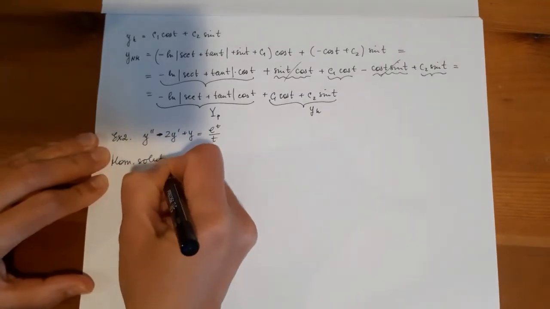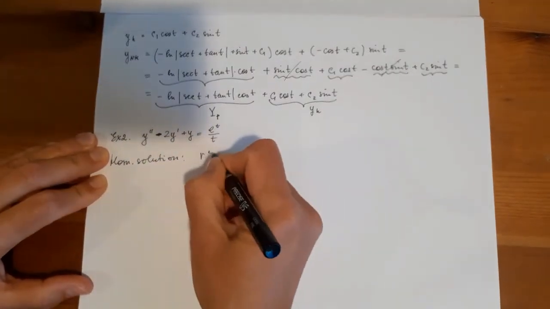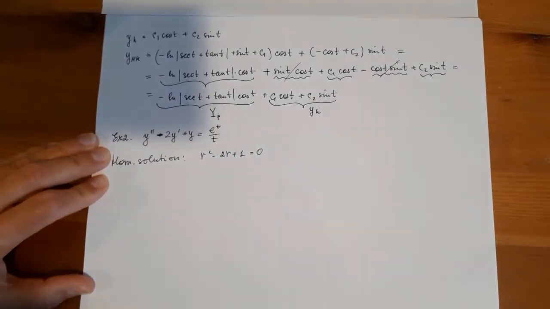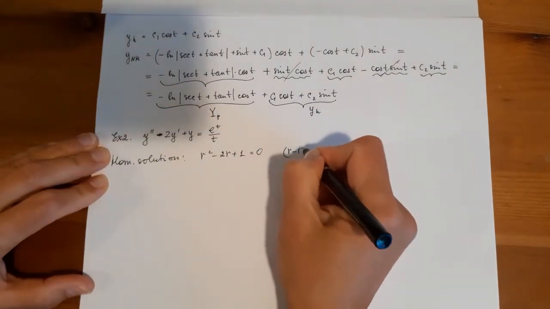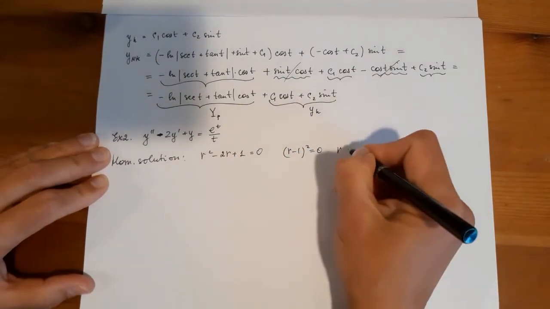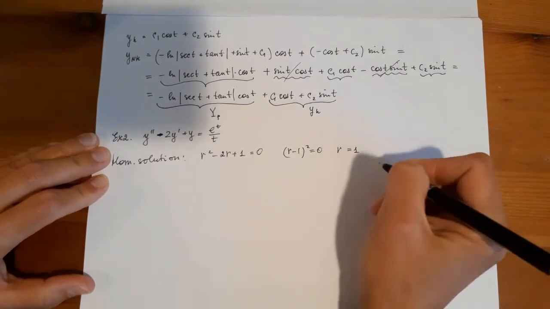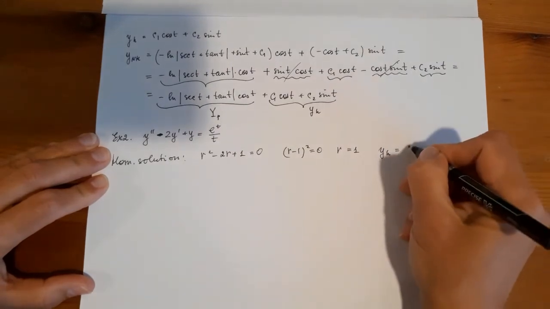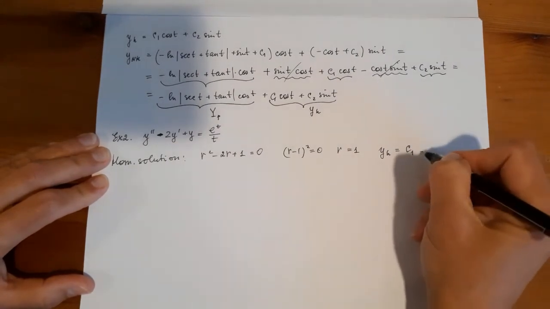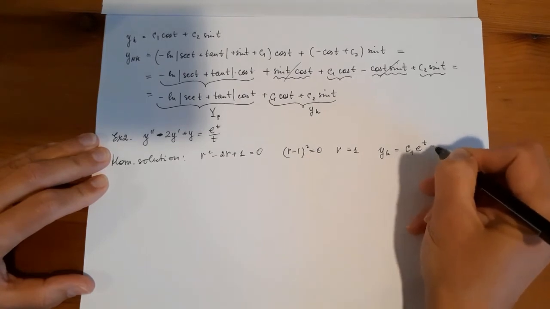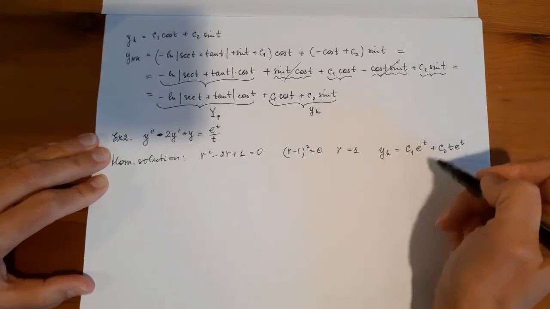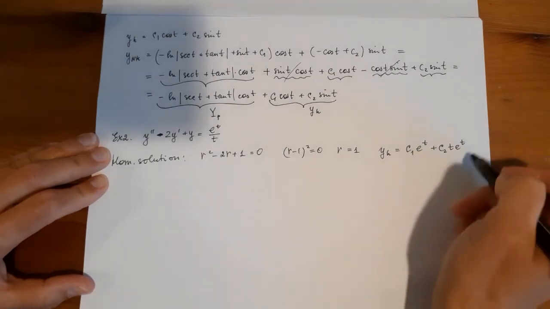So we start with the homogeneous solution. r squared minus 2r plus 1 equals 0. Looks like a perfect square, right? r minus 1 squared equals 0. So we have a double solution, r equals 1, a repeated root. So my homogeneous solution here is going to be c1 e to the power of t plus c2 t e to the power of t. Remember, for repeated roots, we multiply by t, right? That's my homogeneous solution.